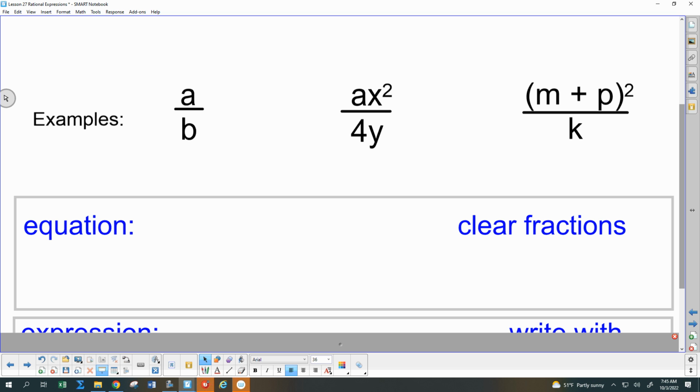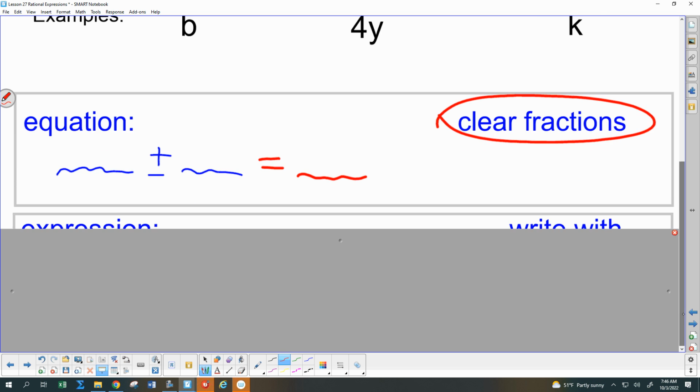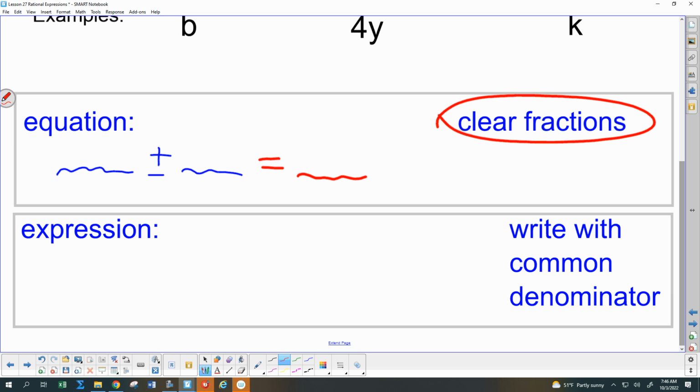Remember, if we have an equation, that's when we have something plus or minus something else. And the important part is that the equation says equals something on the other side. That's when we can clear fractions. We can multiply everything on the left and everything on the right by the LCD. We cannot do that if we only have one side of the equal sign. That's when we have an expression. So that's when we just have the something plus or minus something, maybe some more plus or minuses, but no equals something on the other side.